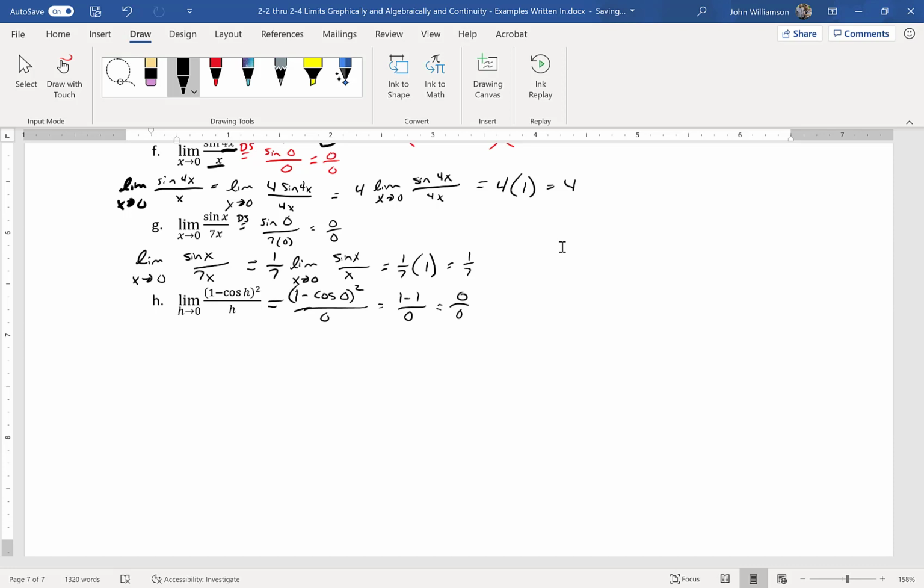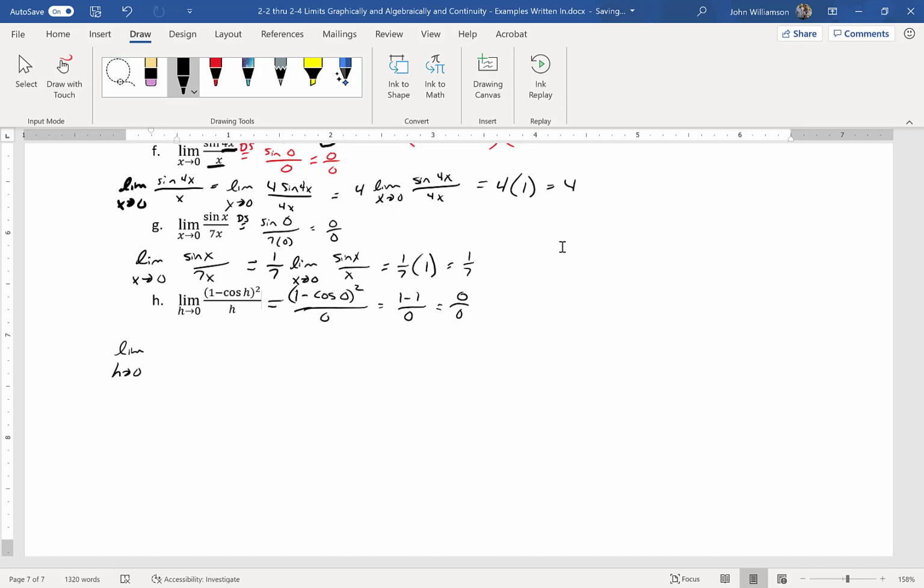Do something. So, limit h is approaching 0. Well, what can we do? It looks similar to our special trig limit, but our special trig limit is only 1 minus cosine x over x, or 1 minus cosine h over h, right? It doesn't matter what we call a variable. But in this case, it's squared. Well, what's that mean? If we square something, what are we doing? We're multiplying it by itself, right?